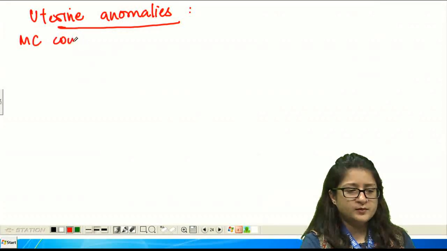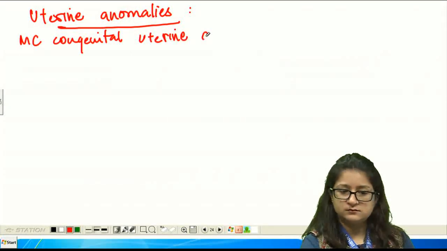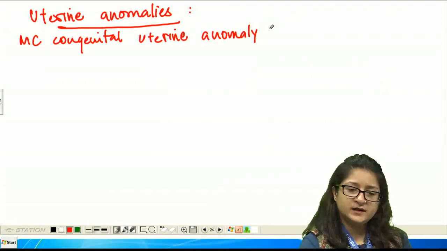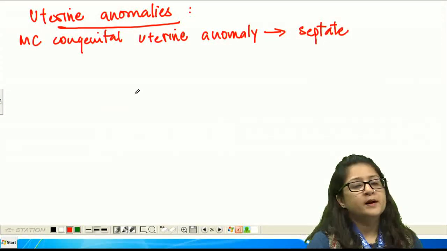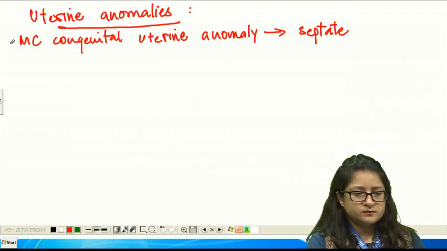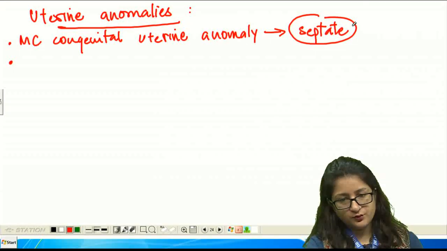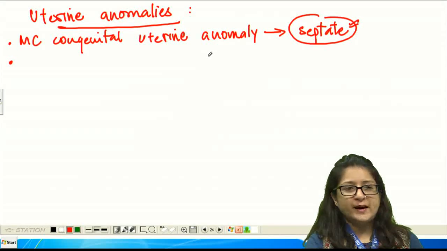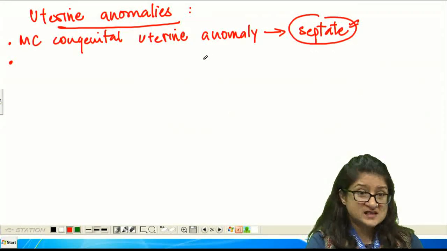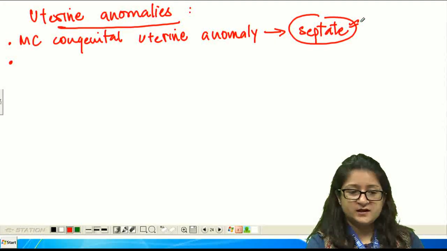Remember that the most common congenital uterine anomaly is a septate uterus. Septate is the answer to most of your questions. So you understand it, try to remember it that way. It is the most common, and also it might appear like it is a small septum, but it is the one that is causing most of the problems. So let's say septate uterus is the most common congenital uterine anomaly.